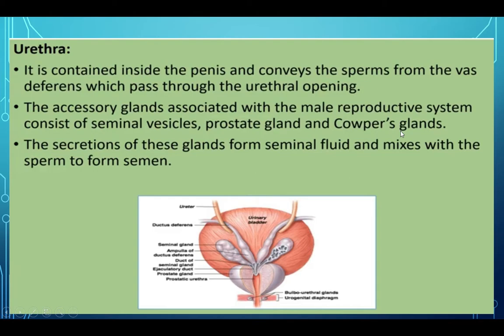Here also these glands produce a few secretions. The secretions of these glands form seminal fluid, and that mixes with the sperm to form the semen. The fluid provides nutrition and helps in the transport of sperms. That's how the sperms come out through the urethral opening and through the penis. That's all about the male reproductive system.